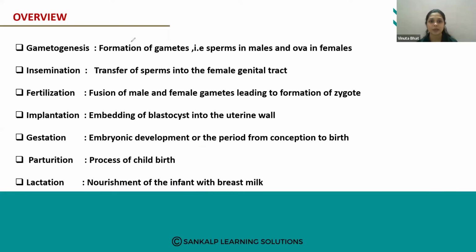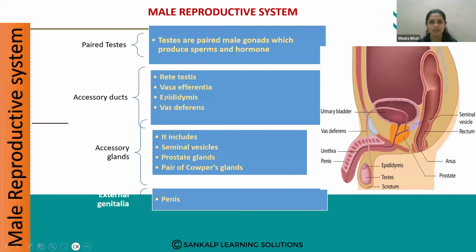Before studying gametogenesis, we should study the male and female reproductive system. Let us study the male reproductive system first. The male reproductive system consists of a pair of testes. The testes are paired male gonads which produce the sperms and hormones.